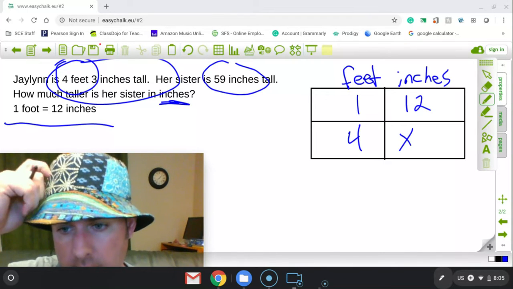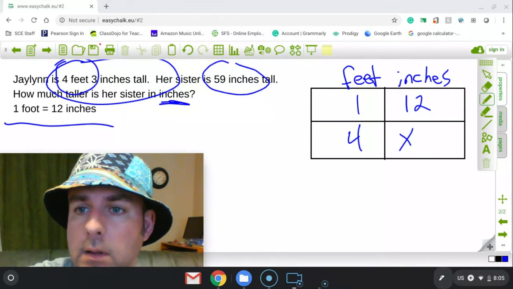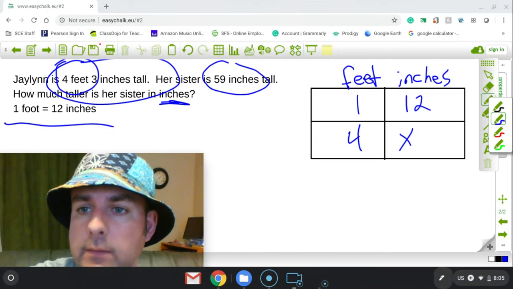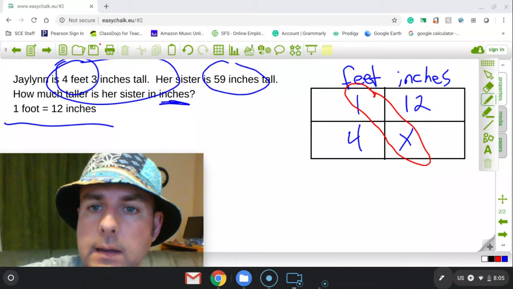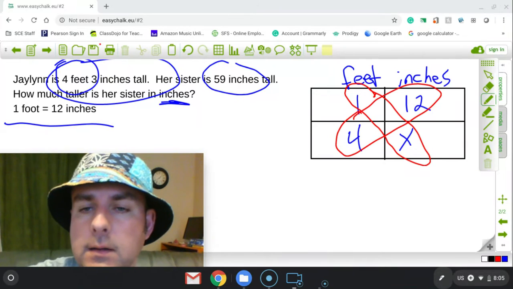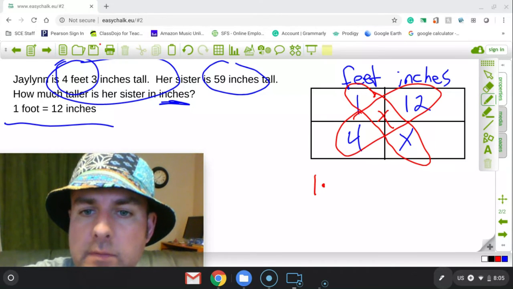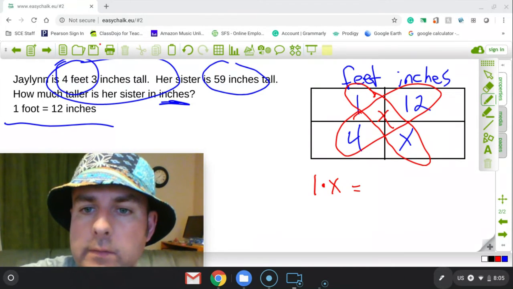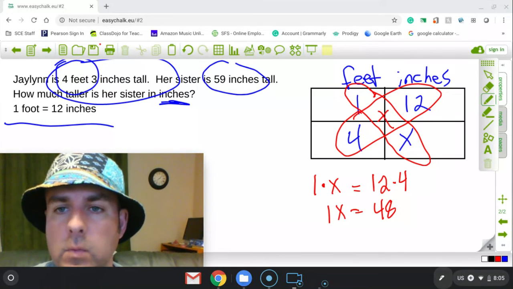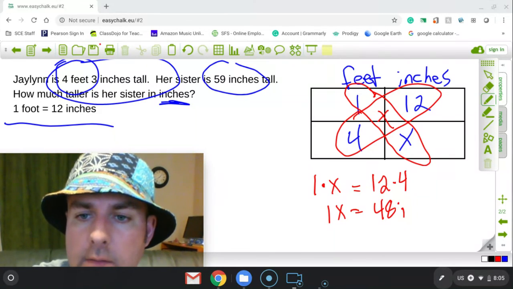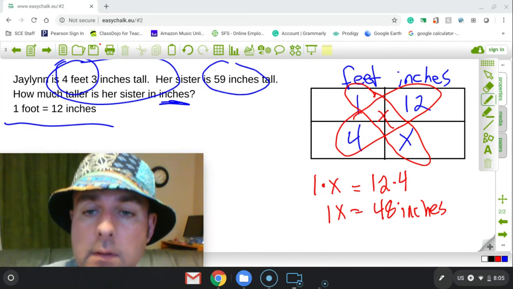On this one, just to remind you all, I'm going to show you the crisscross method. You didn't have to do it this way, but if you crisscross, we can take 1 and x and 4 and 12 together, and it looks like an x. So we're going to take 1 times x on this side, and on the other side, we're going to take 12 times 4. 1 times x is just 1x. 12 times 4 is 48. So our answer on this one is 48 inches. That's how much 4 feet is.